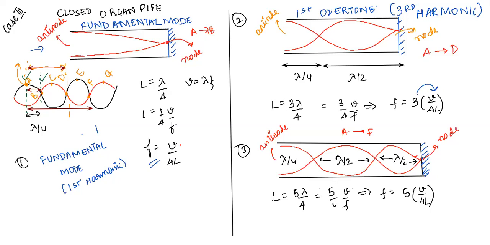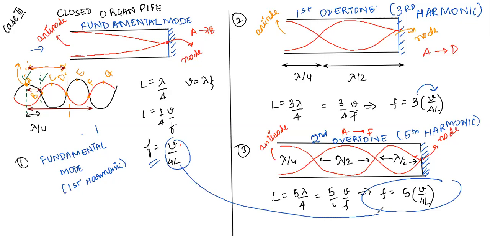So which harmonic is this? Fifth harmonic. Very good. And which overtone? This is the second overtone, and this one is the fifth harmonic. Very good. Why fifth harmonic? Because this frequency is 5 times the frequency of the fundamental. Therefore, it is called the fifth harmonic.